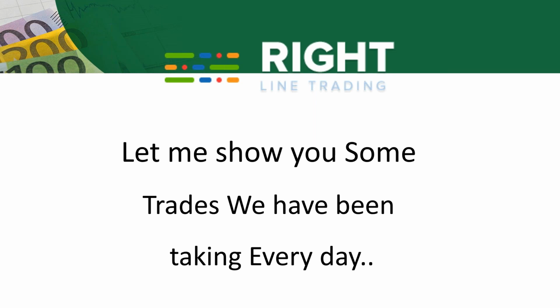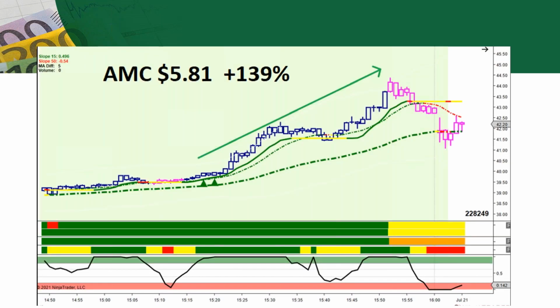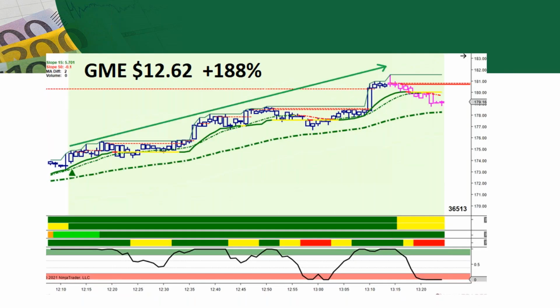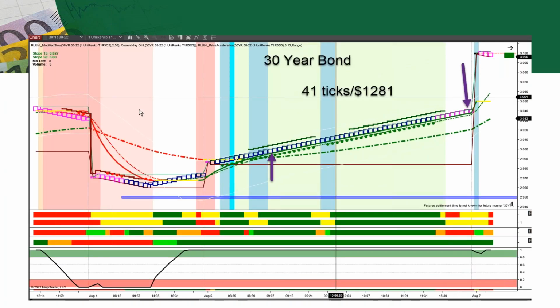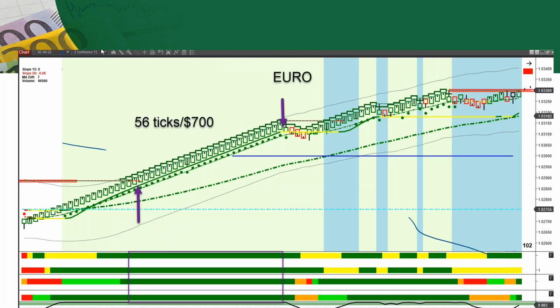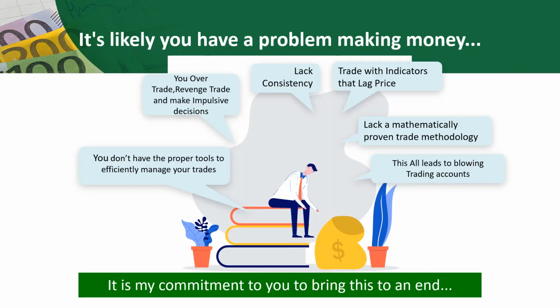All right, let me show you a few trades that we've been taking. Here's an options trade. You could trade options with it. Here's a GME, 188%. Here's a trade on 30-year bonds. Here's another trade on the euro currency. So it works on all kinds of markets.